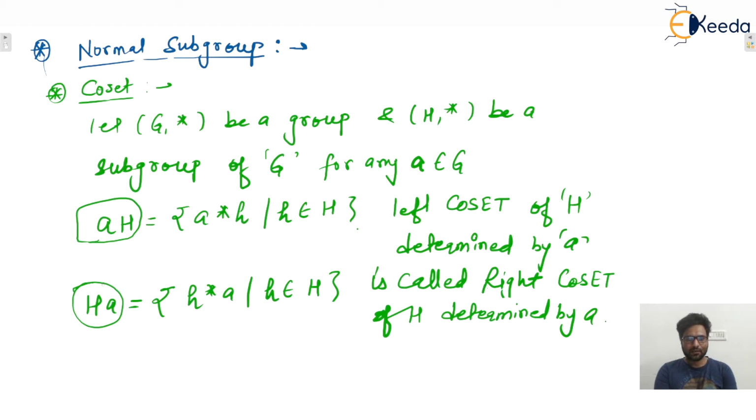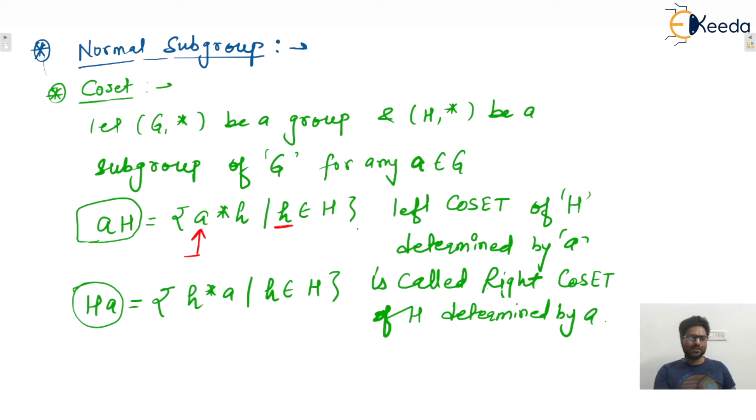So what is the difference here? Remember, G is a group, capital H is a subgroup, isn't it? So for any a belongs to G, this a is an element belonging to the group G and small h is an element that belongs to the subgroup H, isn't it? So a * h is known as the left coset and h * a is known as the right coset. I hope this one is clear to everyone.